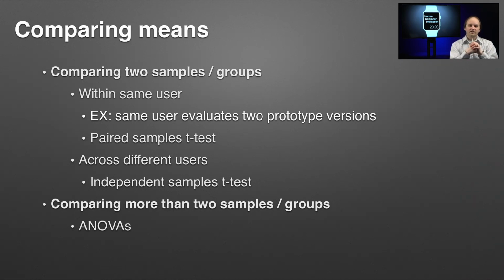So if we're comparing two samples or two groups, there's the case where we could be looking at one user evaluating two versions of a prototype. In that case, they would evaluate each of them, and we would use a paired samples t-test because the measurements come from the same person for each of the interfaces. Now, if it's more of a between subjects study where people are each evaluating a single interface, when you do that comparison, you would use an independent samples t-test.